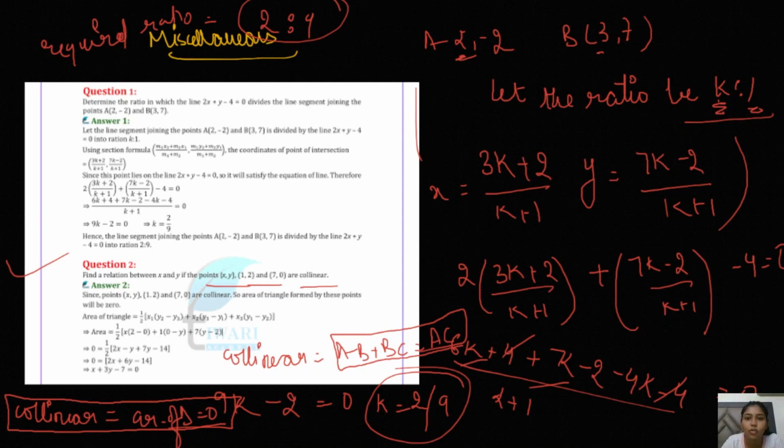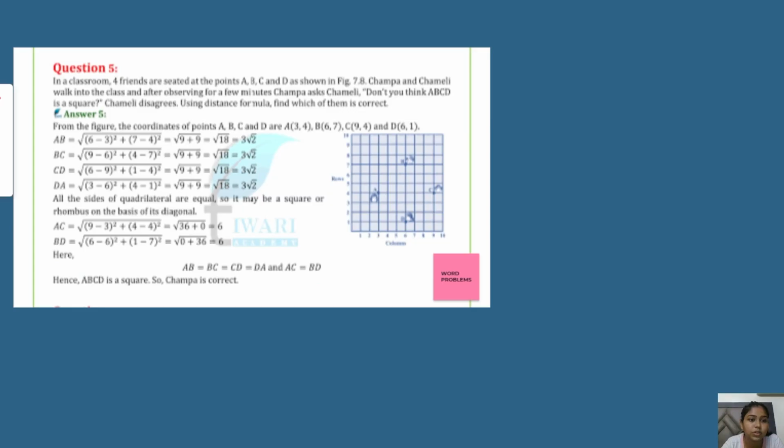Now last is our miscellaneous question. Right, this is basically a word problem I have given here. This is very easy, very easy. In a classroom, four friends are seated at the points A, B, C, D. So these are the points, you can see them very clearly. This is A point, B point, C point and D point.